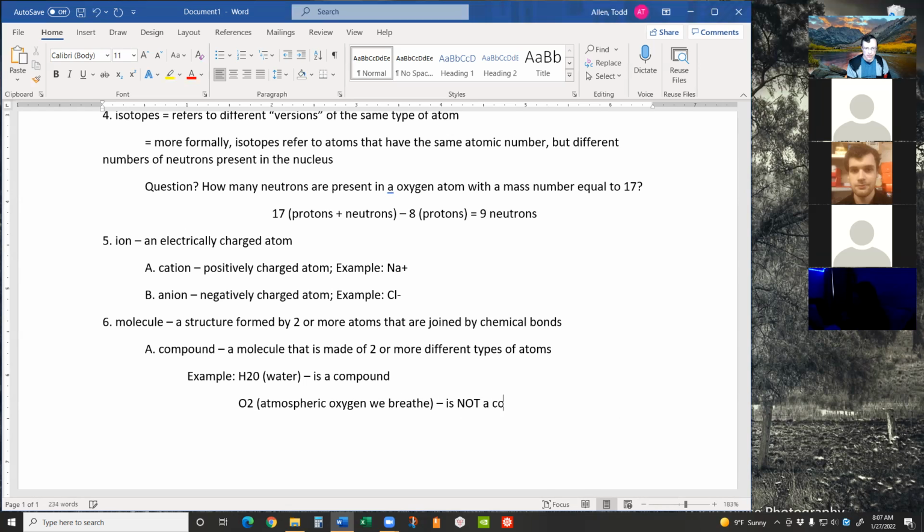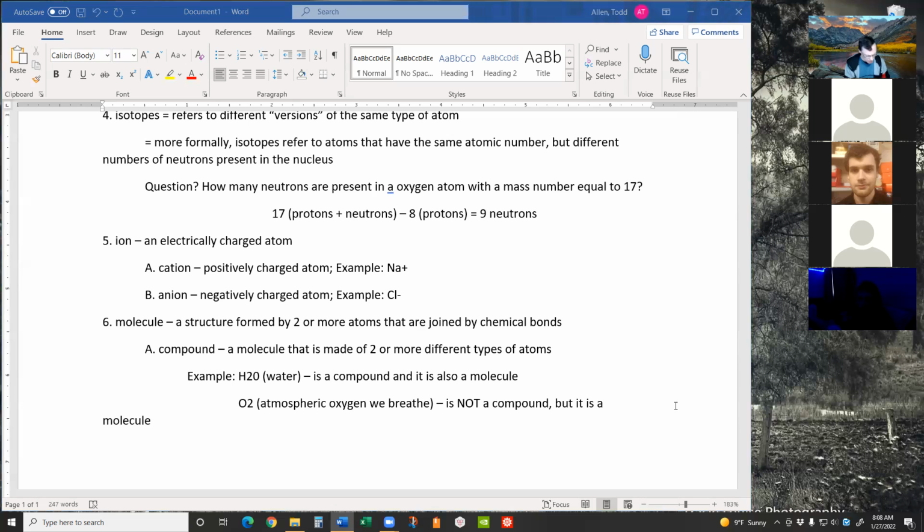is not a compound. The reason it's not a compound is because both atoms in the molecule are in fact the same thing. So O2 is not a compound, but it is a molecule. And of course, water is a compound and it is also a molecule.